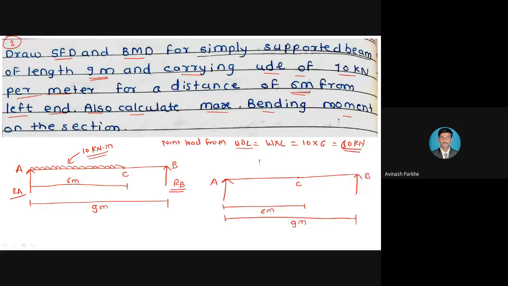So here I will represent that particular 60 kilonewton force by the dotted line. That means this is 3 meter and this is 3 meter. So this is the second loading diagram. The first diagram represents the beam subjected to the UDL. The second diagram represents that the UDL is converted into the point load by using the formula W into L, so you get the point load value as 60 kilonewton. But we have to represent that 60 kilonewton on the beam also.